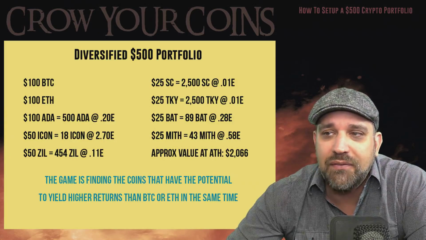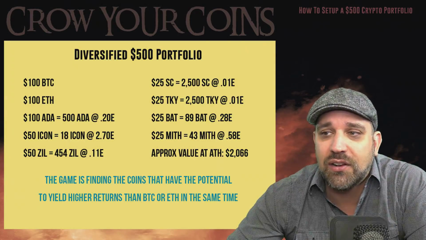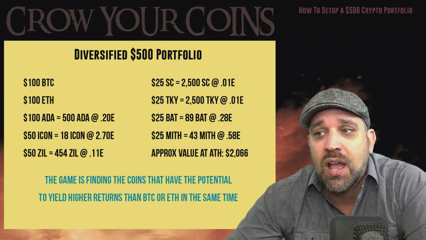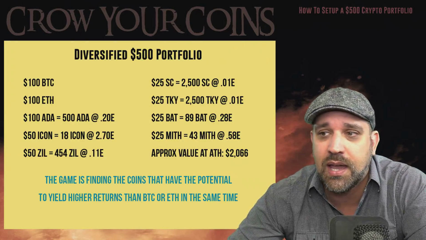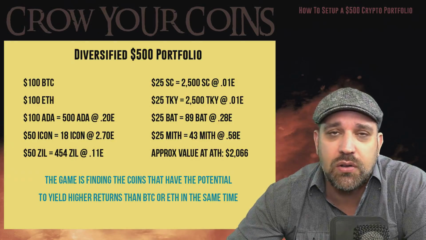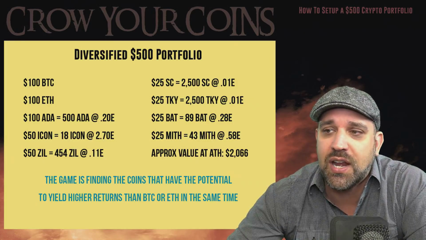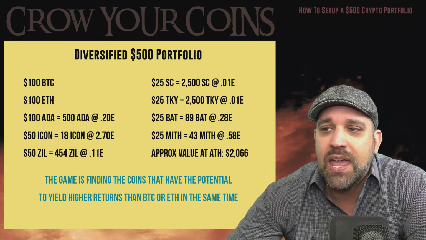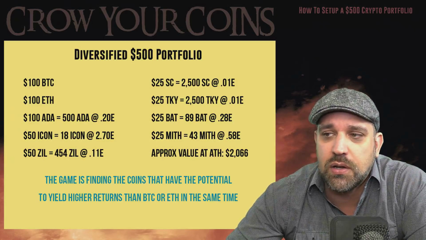I've got $25 in Sia Coin, SC, which is 2,500 Sia Coin tokens at a penny each. I've got $25 in The Key, which is basically 2,500 The Key tokens at a penny each. A lot of people are speculating that The Key could get up to as much as $1 by the end of 2018. Okay. Basic Attention Token, which is a fantastic decentralized browser with a lot of security features and functionality. I've got 89 Basic Attention tokens at 28 cents each. And I've got Mithril. So at $25 worth of Mithril, I've got 43 of those tokens at 58 cents.